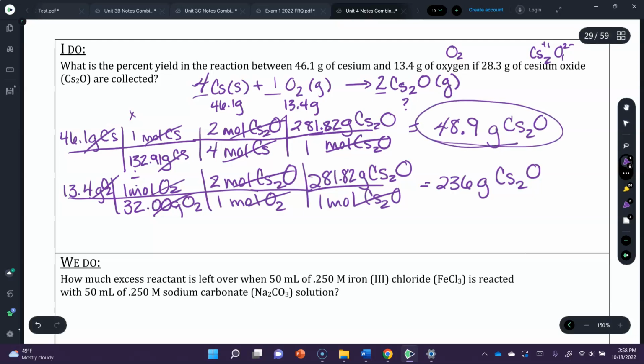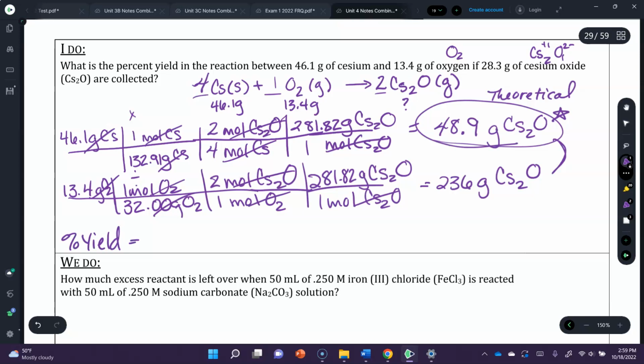So I'm limited to this amount, 48.9 grams, because I will run out of cesium before I run out of oxygen. And that's what these two tell me, is that the smaller amount is the most I can make, because otherwise I'm going to run out first. So now I will use this as my theoretical, because it is my calculated value to determine the percent yield of this reaction.